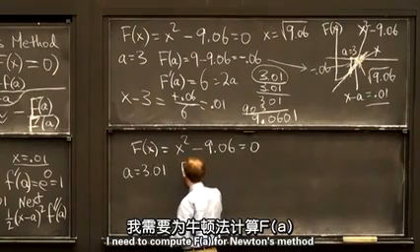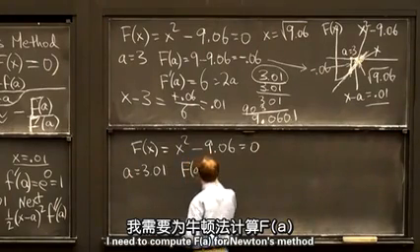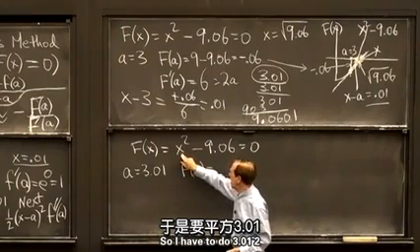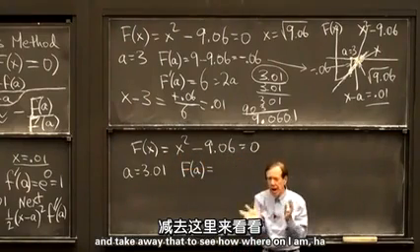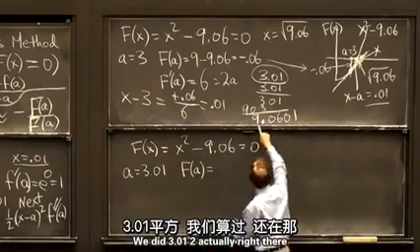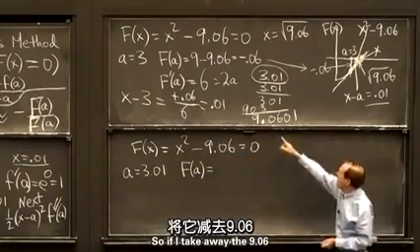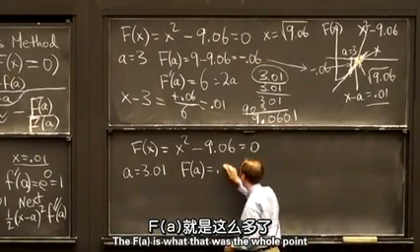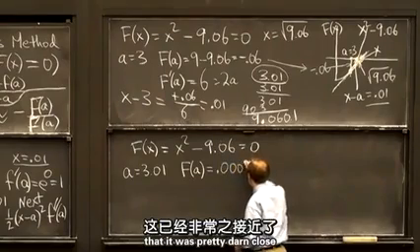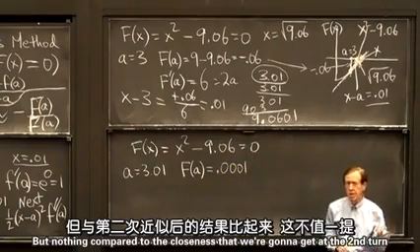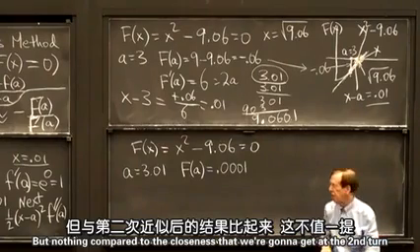I need to compute f of a for Newton's method. So I have to do 3.01 squared and take away that to see how wrong I am. Ha! We did 3.01 squared actually right there. So if I take away the 9.06, the f of a is, well, that was the whole point, that it was pretty darn close. But nothing compared to the closeness we're going to get at the second term.